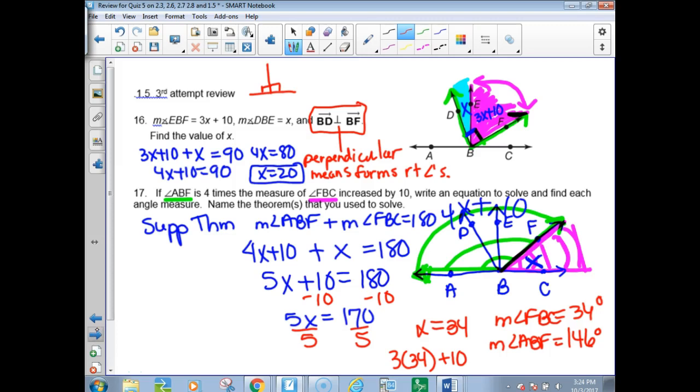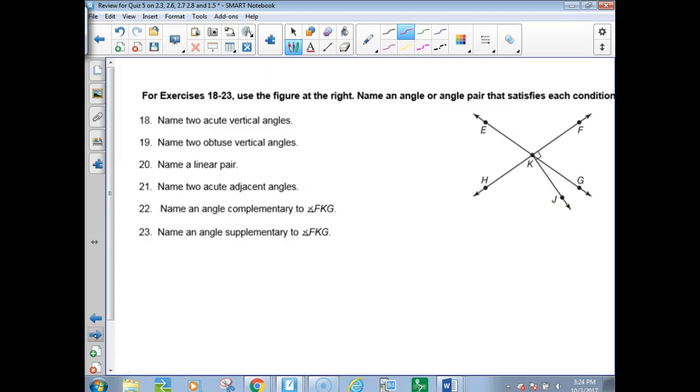Okay. We have just a little ways to go. We got this diagram. I had something very similar on a quiz before. I did ask you on the last quiz, on one of them I said give me 2 acute vertical angles, and another quiz I said give me 2 obtuse. So acute means less than 90. You see this box over on the right side? It means angle FKJ is 90. So FKG is acute.